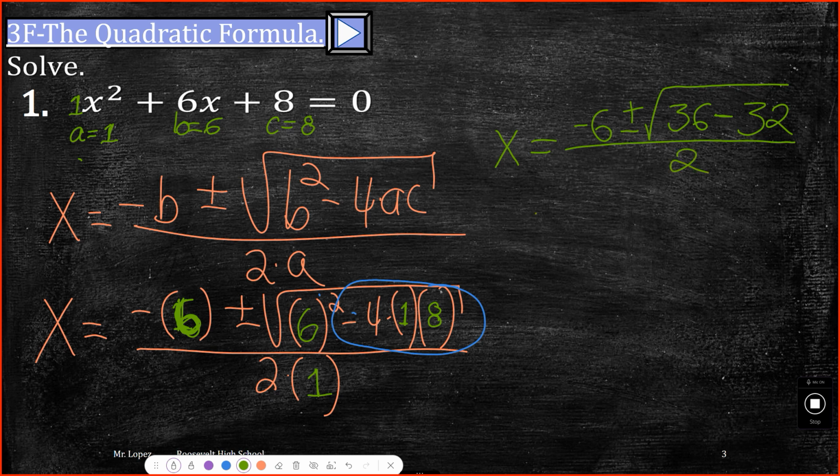X equals negative 6. Your line. Negative 6, plus or minus, square root. Hold on. What is 36 minus 32? 4. Over 2. X equals. Hold on, slow down a little bit and make your line. You need more space. Negative 6, go ahead and put negative 6. Plus or minus? Hold on. Square root of 4 is what?